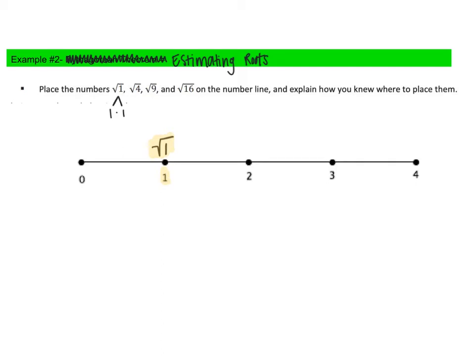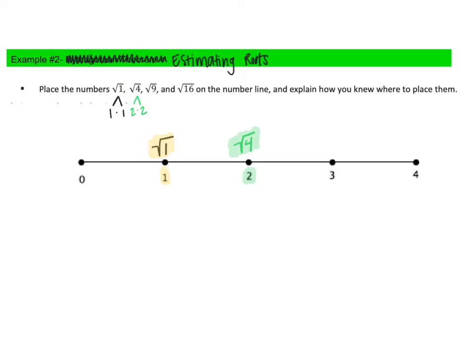Okay, those equal the same thing. Right, moving on to the square root of 4. What times what equals 4? Well, 2 times 2 equals 4. So this is where the square root of 4 lies. Square root of 4 is the same as 2.